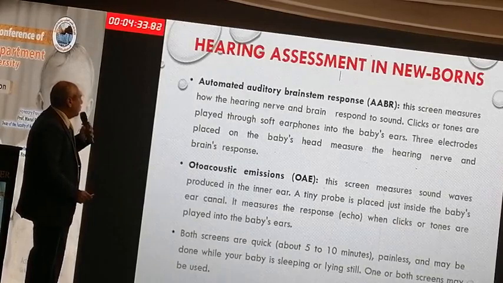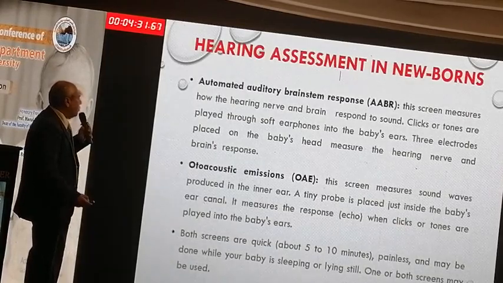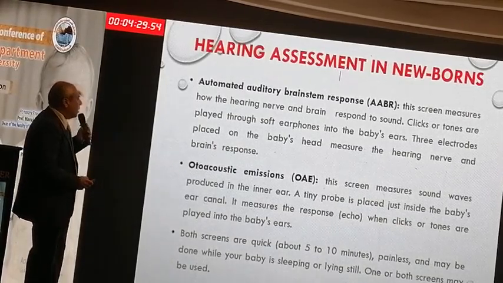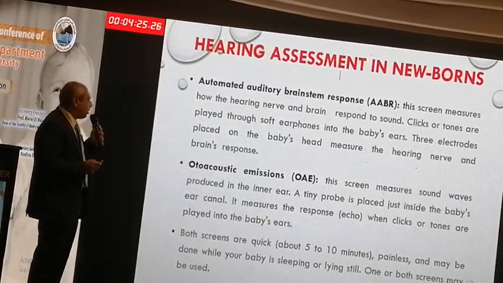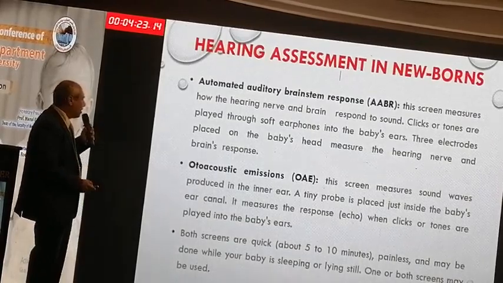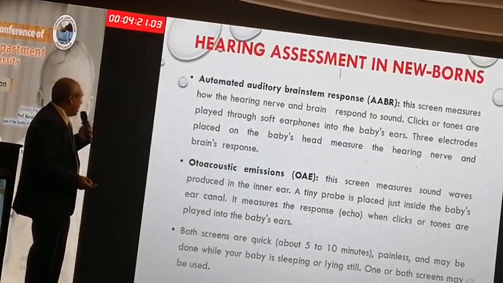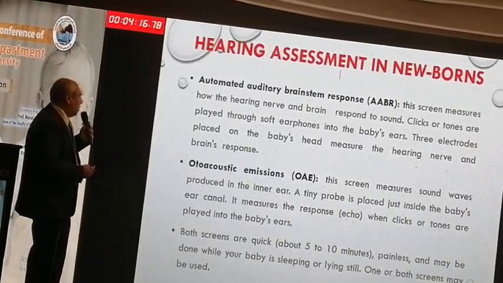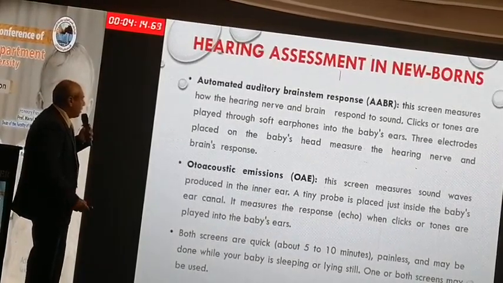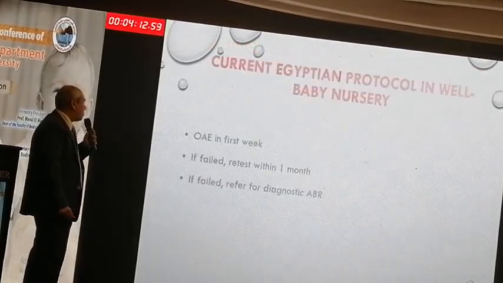The second test is the otoacoustic emissions. This screen or test measures sound waves produced in the inner ear. A tiny probe is placed inside the baby's ear canal. It measures the response when clicks or tones are played into the baby's ears. Both tests are quick, painless, and can be done while the baby is sleeping or lying still. We use either one or both as a test to screen newborns.